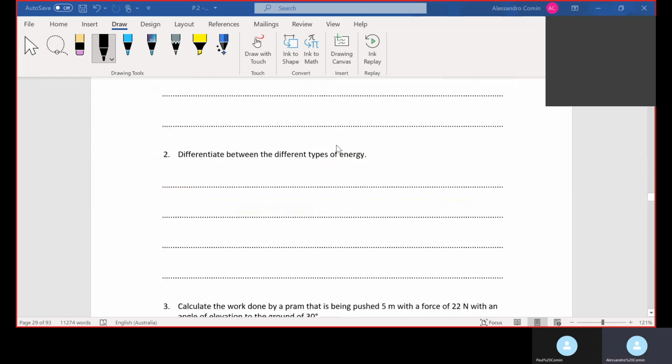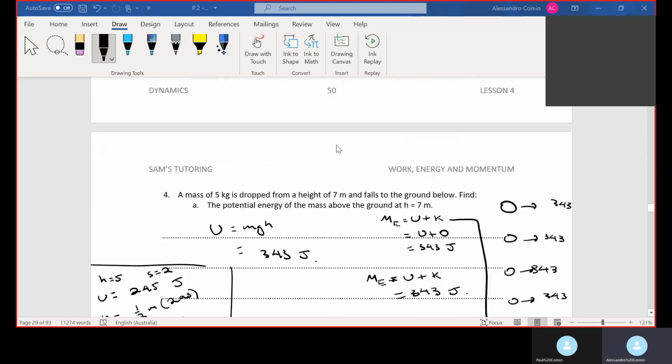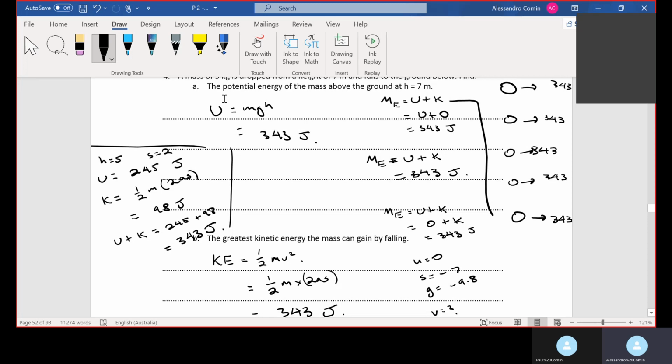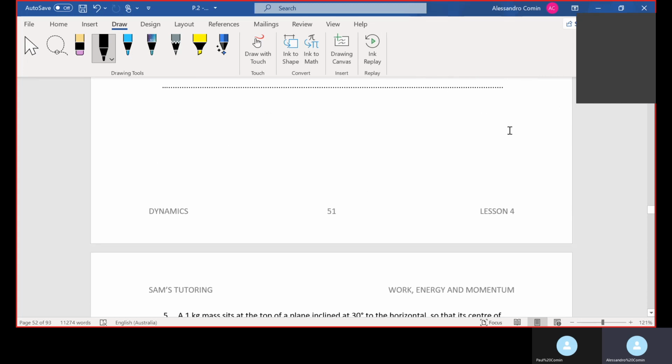The next hard thing is going to be these questions I spoke about, where I drop an object, and a lot of people actually don't understand that it's 343 throughout the entire flight. But I hope that I was able to show you that at this highest point it's 343, at this lowest point it's 343, and at some random spot in the middle at h equals 5 and s equals 2, it's also 343. So I hope that made a lot of sense.